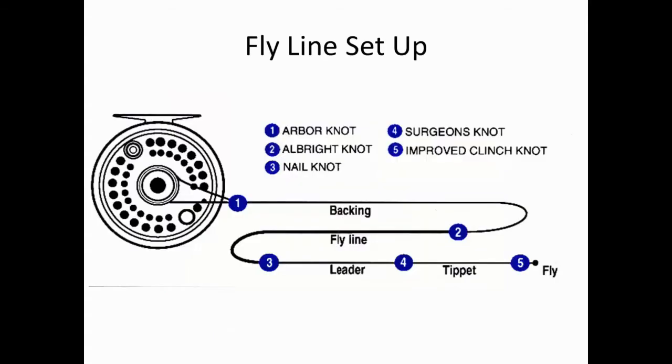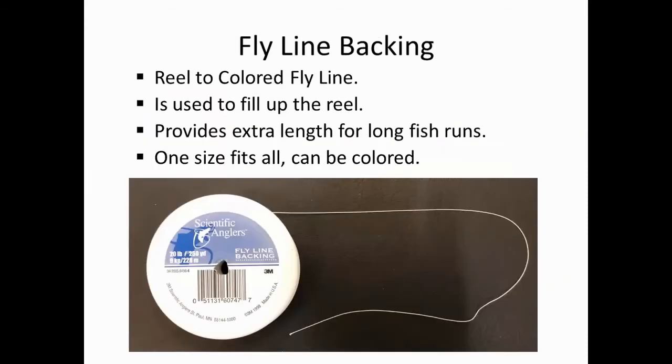Okay, so here's where we'll start. If you look at the reel on the left-hand side, we'll talk a little bit about backing, the fly line itself, leaders and tippets today. Not so much about the knots, a little bit, but not a lot. And then at the end, we'll get to the equipment. So starting out with the fly line backing, this is going to be from the reel to the colored line.